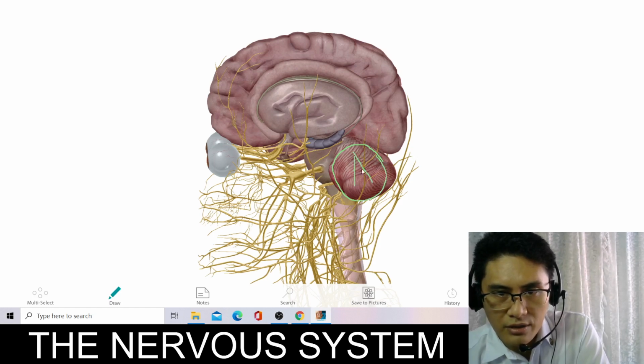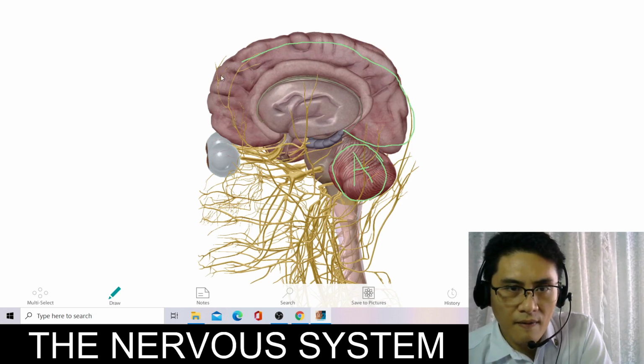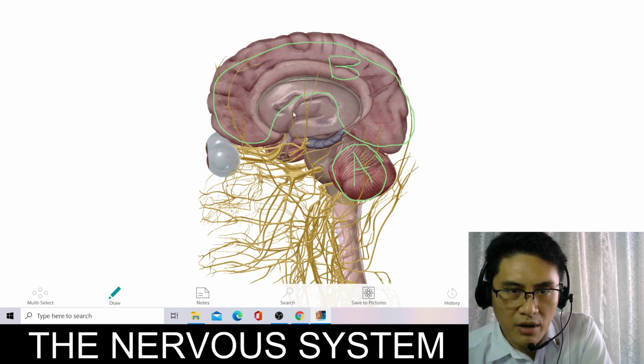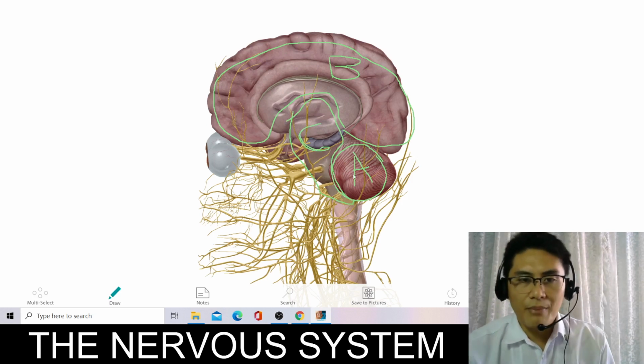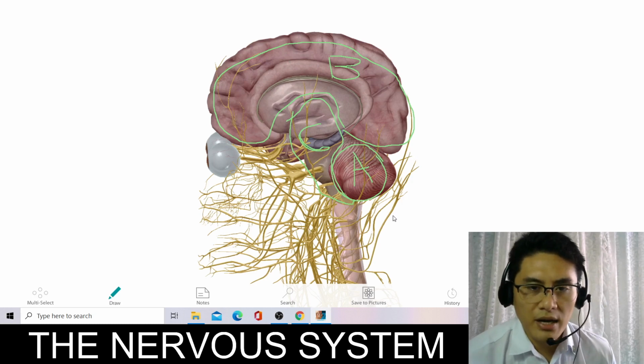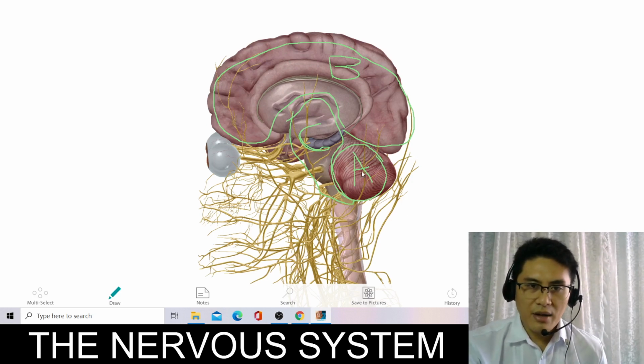I'm going to mark it letter A. And then this part here is the cerebrum. So I'll write it as letter B. And then this part here, kind of at the center, is called the brain stem. Okay, so this is the cerebellum, this is the cerebrum, and this is the brain stem. So again, there are three subdivisions of the brain: cerebellum, cerebrum, and then the brain stem.